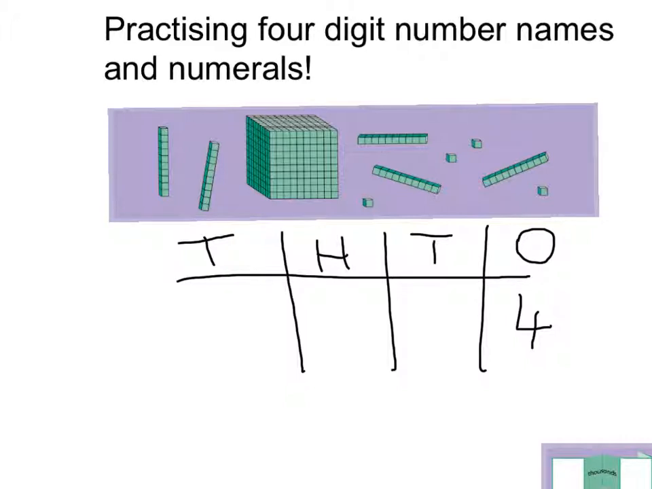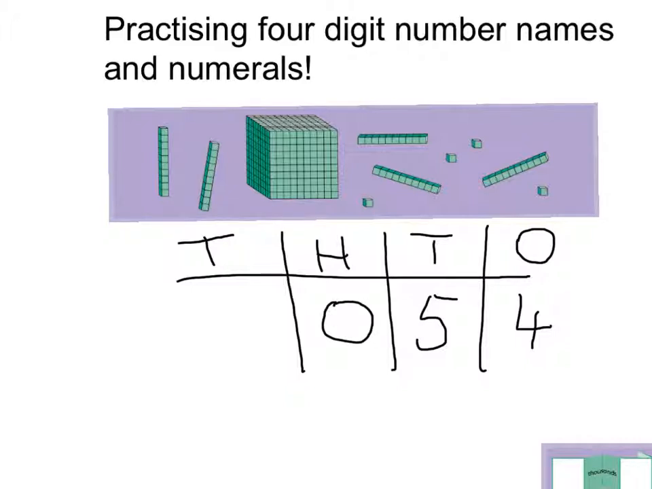Now I'm going to go to the tens. 10, 10, 10, 10, 10. Okay, that was 1, 2, 3, 4, 5. 5 tens. Hundreds. Any hundreds blocks there? No, I can't see any hundreds blocks. So I'm going to put a 0.